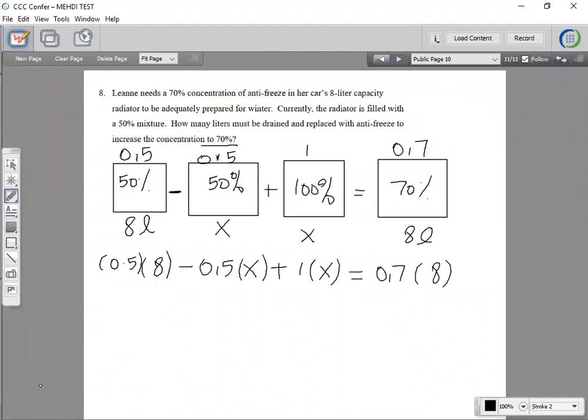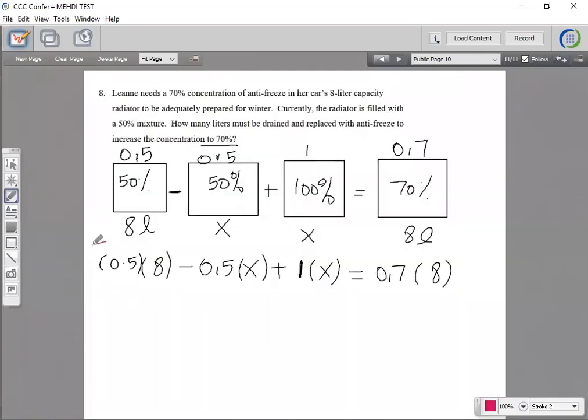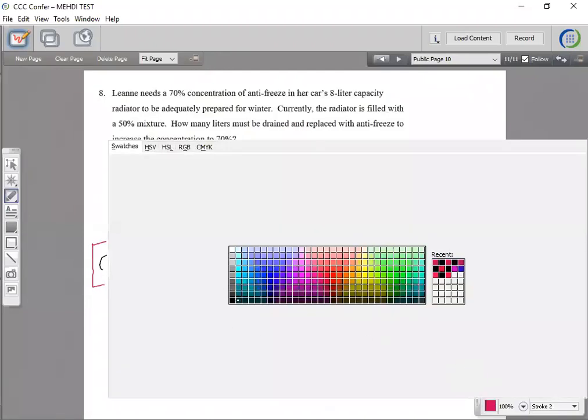Okay, are we going to deal with decimals or do you want to eliminate the decimals? If I want to eliminate decimals, what do I have to do? Multiply each term by what? 10, very good. If I multiply each term by 10, I can eliminate the decimal. I usually like to eliminate the decimal, so I'm going to go ahead and multiply each term by 10. Let's see what's going to happen.